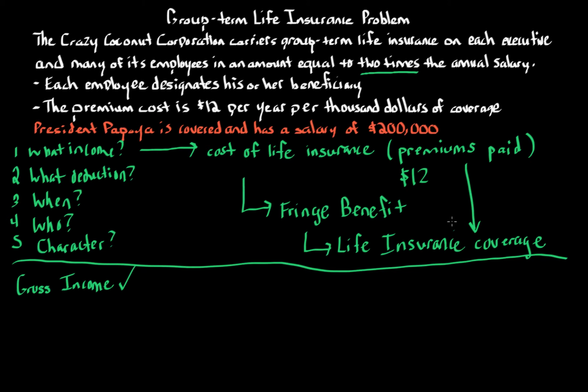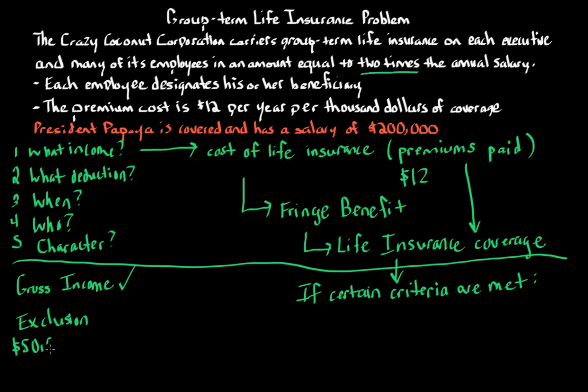So you would think that the $12 per year per thousand would be included in gross income. However, there's a special rule. The special rule says that if certain criteria are met, then there's actually an exclusion of up to $50,000 in coverage. So it would be the $12 per thousand on up to $50,000 of coverage, not the $50,000 itself.